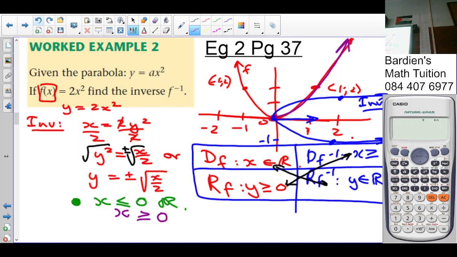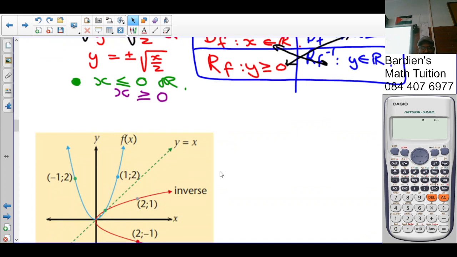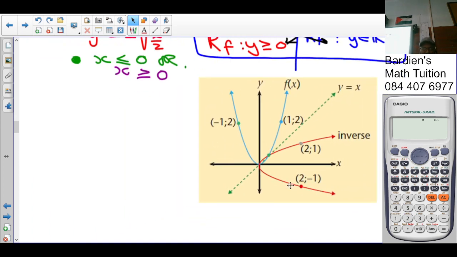Again, this question would read: determine the values of x for which you will restrict the domain of the function so that the inverse can be a function. And the answer to that is x is less than or equal to 0, or x is more than or equal to 0. If you look at how this graph is drawn, that is drawn by the computer there.